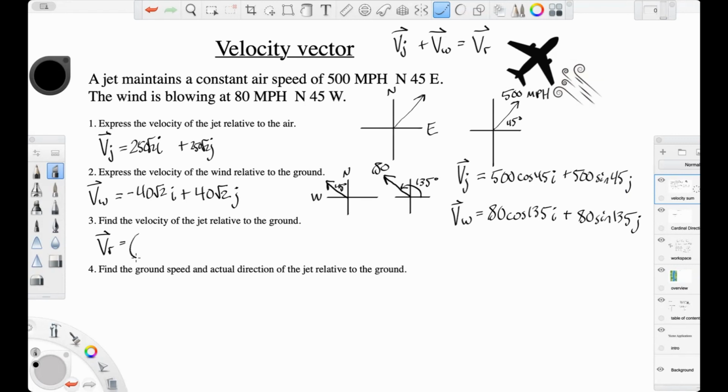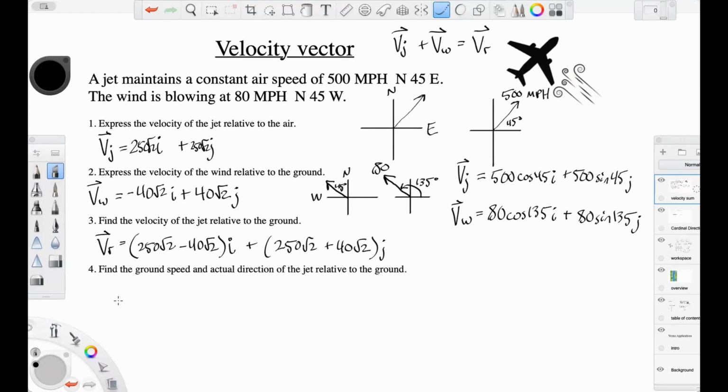So the vector here is going to be 250 root 2 minus 40 root 2 for I. So we just added the I components together. And 250 root 2 plus 40 root 2 for J. Now this is the vector that describes the jet and the wind all together, right? So now part 4 says find the ground speed and actual direction of the jet relative to the ground.